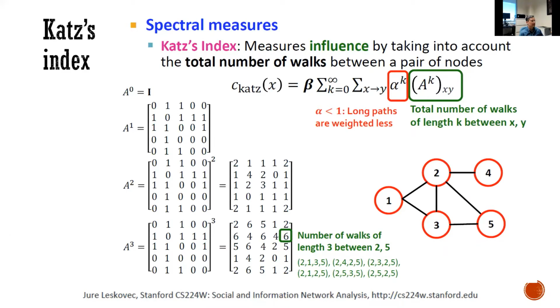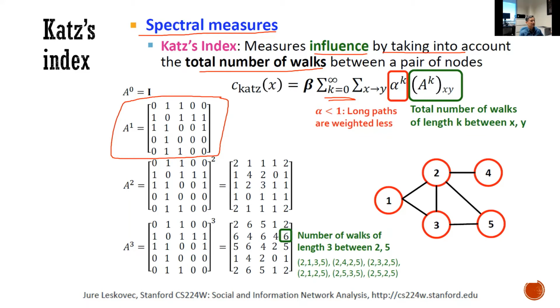Okay, so the next index for centrality is the so-called Katz index. It's a type of spectral measure that measures influence by taking into account the total number of walks between pairs of nodes. To compute the Katz index, we need to take the power of the adjacency matrix of the network. So this is the adjacency matrix, and then you take the power 2, 3, up to infinity in order to compute the Katz index.